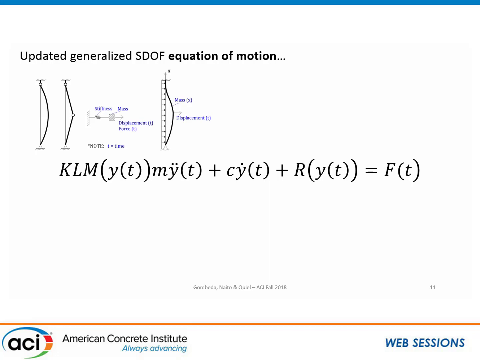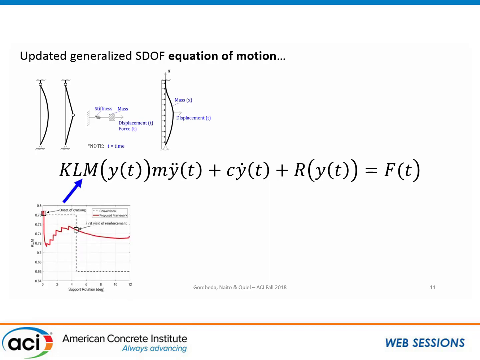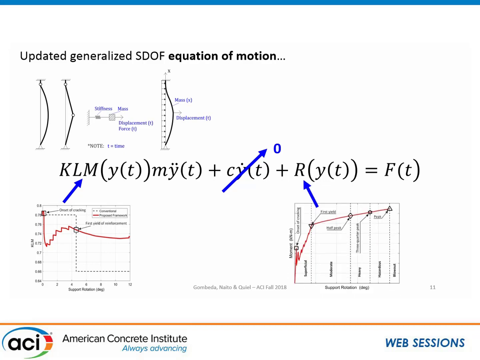Essentially, I won't spend too much time on this, but it changes the equation of motion a little bit. Now we have KLM as a function of the deformation at a given time. We neglect damping in this case, common for blast-resistant design. And then we have the resistance function as well, as a function of y(t). So it's a nonlinear approach, but I think you'll see an example later. It's not as complicated as it may seem initially.